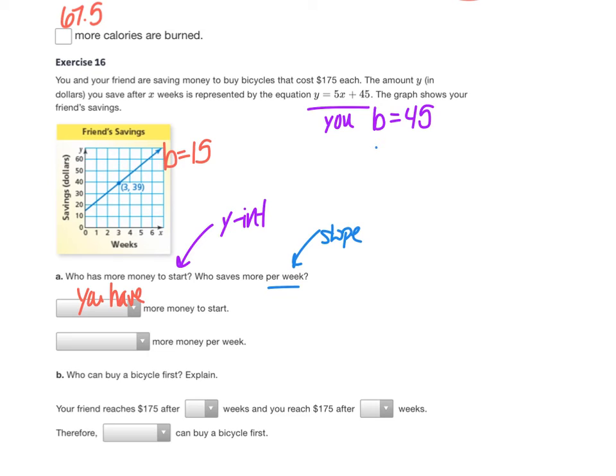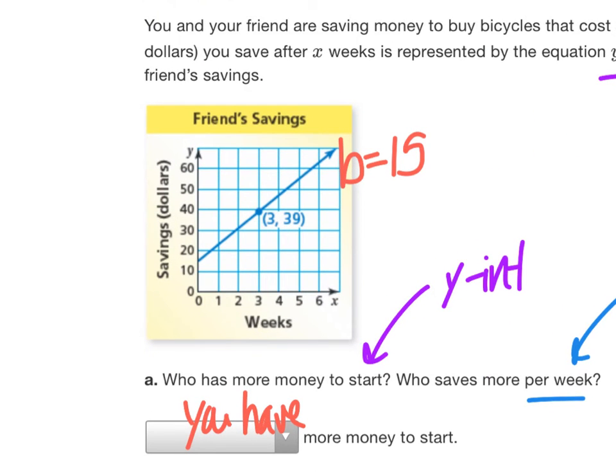So our slope is $5 per week, and our friend's slope, let's see if we can find perfect intersection points. I don't see any perfect intersection points, so I know this is (0, 15), and I can use this to help us find out what his slope is. We can do 39 minus 15, which is 24, and then 3 minus 0, which is 3, and that means his slope is 8. So he's saving $8 per week.